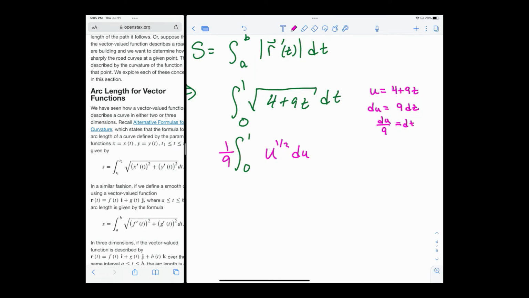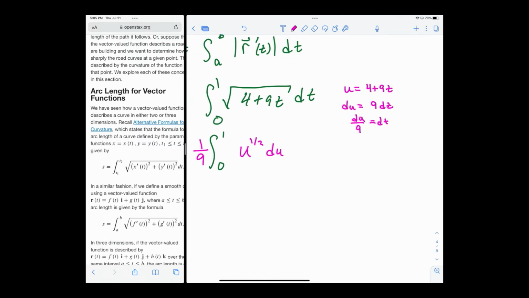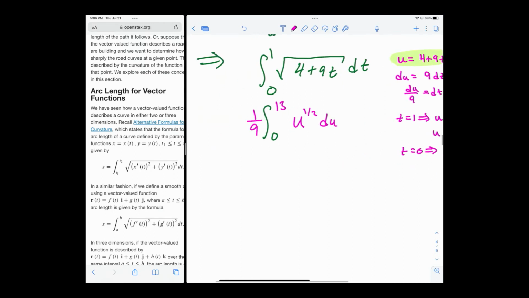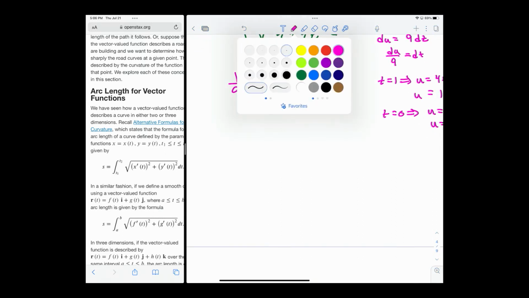That's our integral. But we can also change the limits of integration, because if you plug in t equals 1 into the u equation, you're going to get u equals 4 plus 9 times 1, which is 13. So you can replace this top limit where t equals 1 with u equals 13. And when t is 0, u is 4 plus 9 times 0, which is 4. So you can replace the t equals 0 limit with 4. So this is our integral, and then we just do this integral.